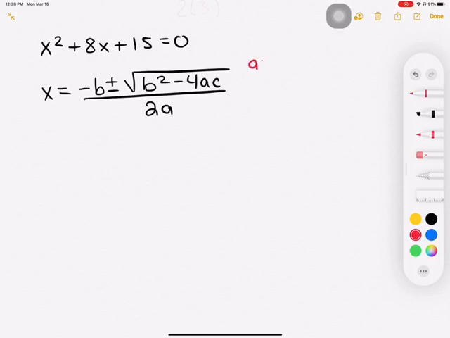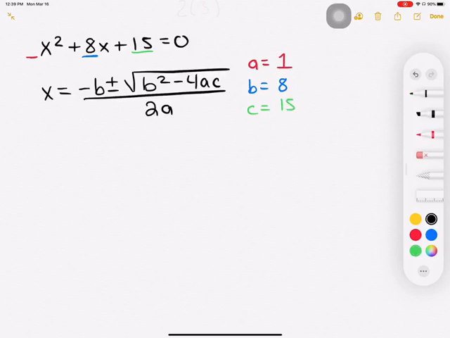So the value for a, again, we say that's the one that comes with the x. So in this case, I don't have a number that comes with x, so we always include the number 1. There's 1x squared. So we can say that the letter a is number 1. For b, that's going to be the second value, or the value that comes with the x by itself. So b is going to be 8 in this case. And c is going to be the constant, or the value that's by itself. Okay, so c is going to be equal to 15.